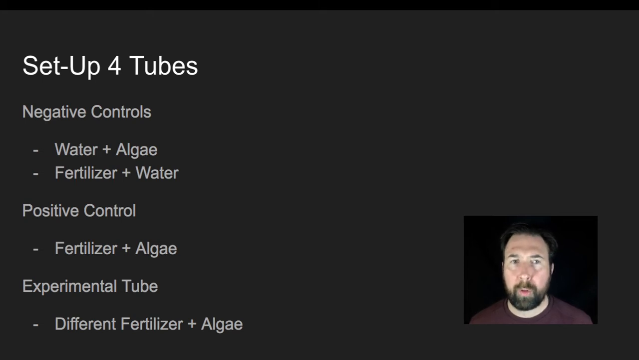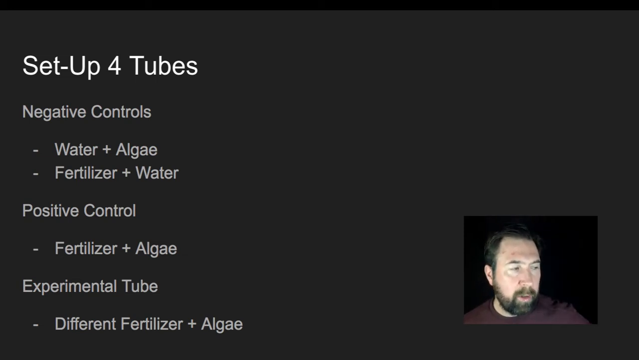A second negative control will be to see what happens to fertilizer over time. So instead of adding algae to your tube, you will add water up to a certain volume and then the appropriate concentration of a volume of the fertilizer that you're going to have.